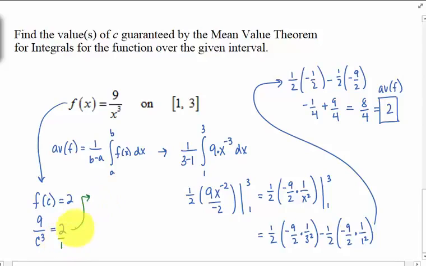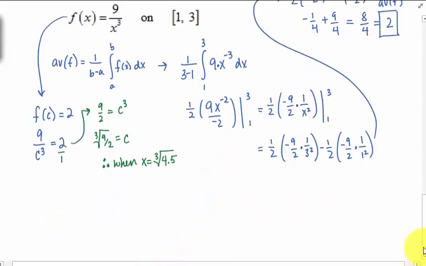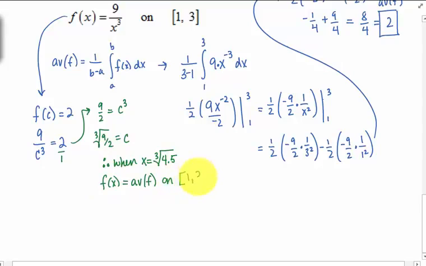Using cross products, we can do that here. We can say that 9 halves is going to equal c cubed, and if we take the cube root of each side, the cube root of 9 halves equals our c value. In other words, when x equals the cube root of 4.5 or 9 halves, our function is equal to its average value on the closed interval from 1 to 3.